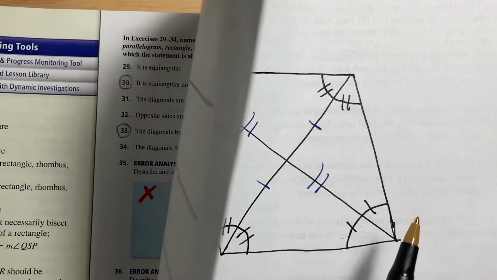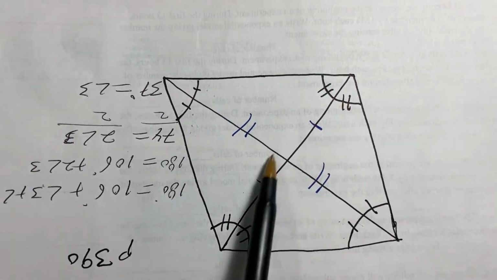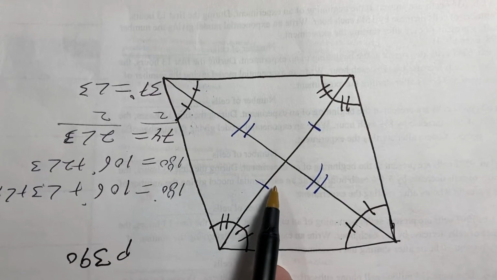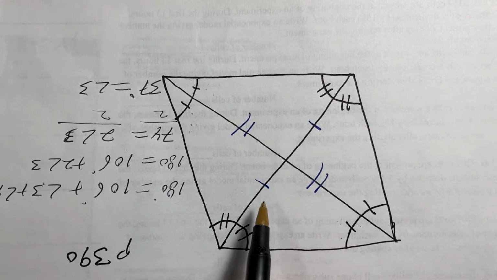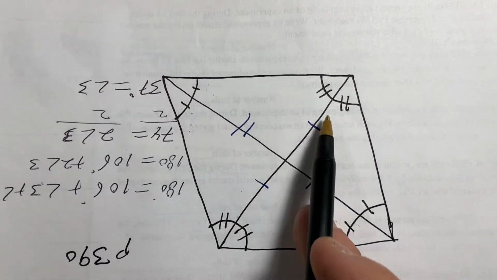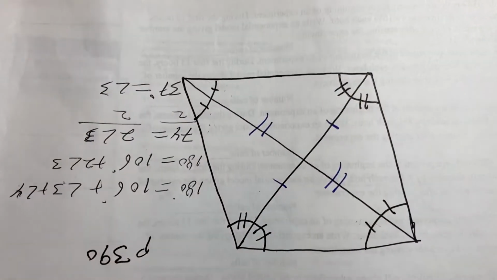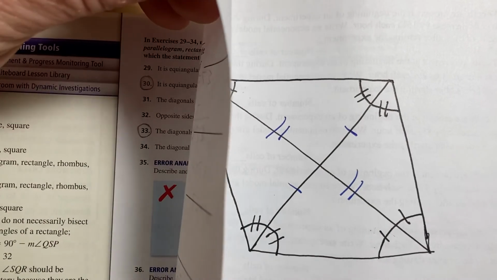I read that wrong. The diagonals bisect each other, not the angles. Those angles. This diagonal does not bisect each other. Okay. Yes. I read it. I'm thinking about the angles. So my bad, teacher. Bad. So the diagonals bisect each other.